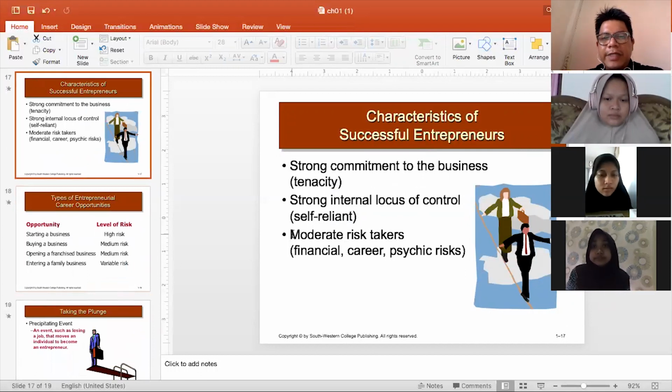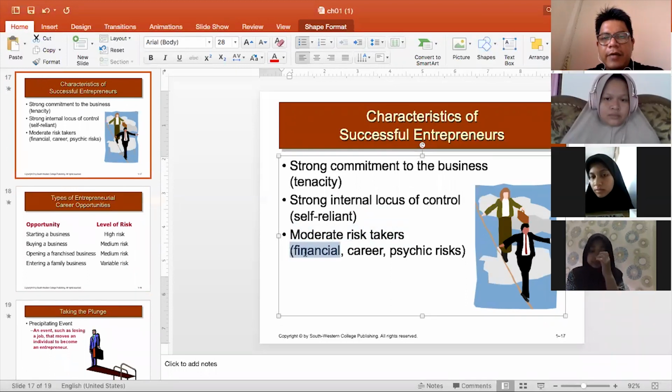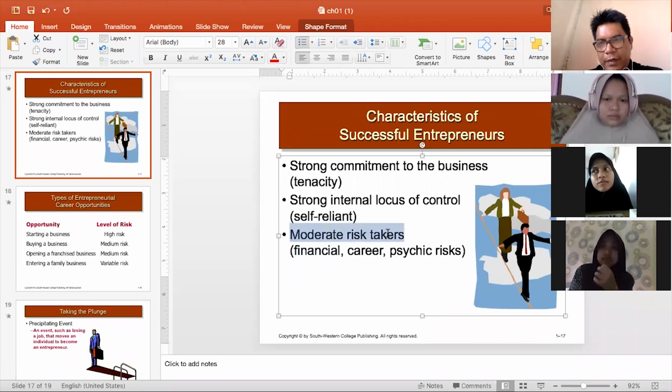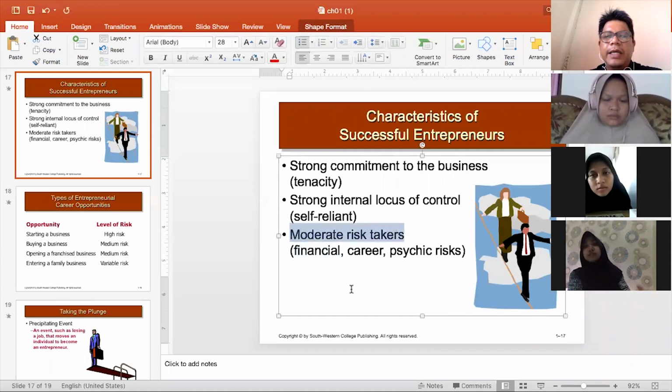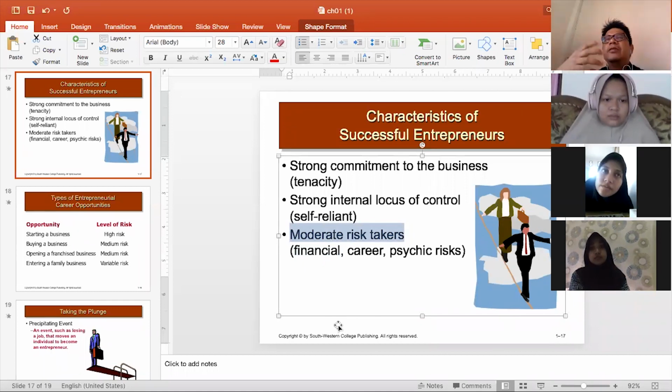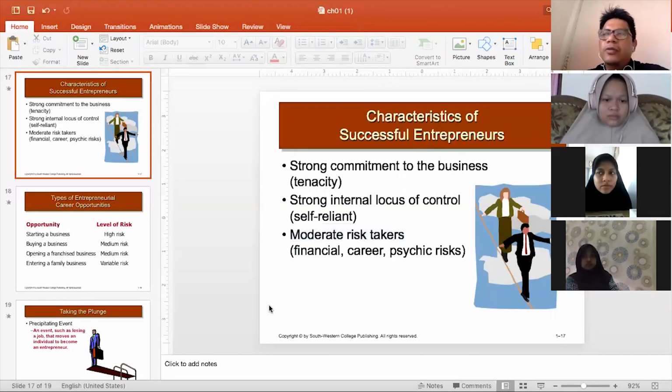And after that, moderate risk takers: financial, career, basic risk. Okay, so some people are moderate risk takers. Why are they moderate risk takers? They don't want to be really high risk takers, because they just want to be comfortable with what they are doing. Some people choose to take high risks. Okay, I don't know you. What type are you?